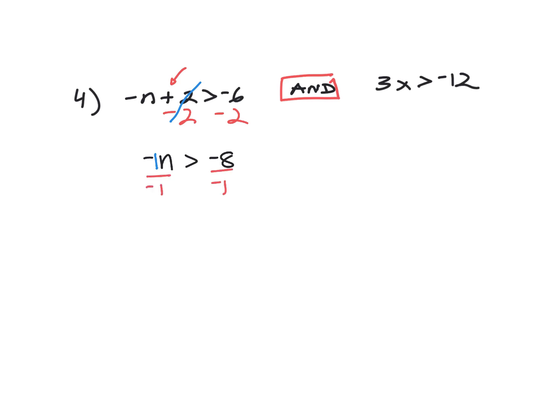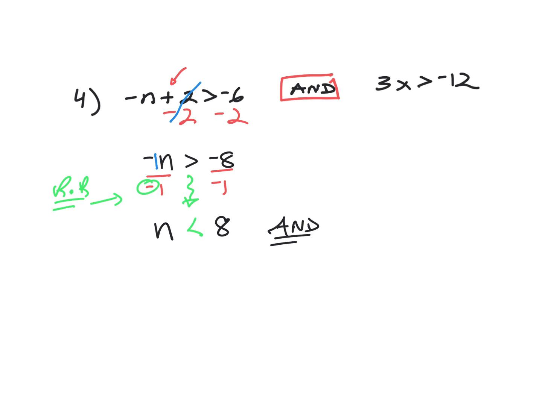And remember, because you multiply or divide by a negative number, you've got to remember the reverse rule. It says you must reverse the inequality. And then -8 divided by -1 is 8. Got to bring down that word and. That's part of your answer.